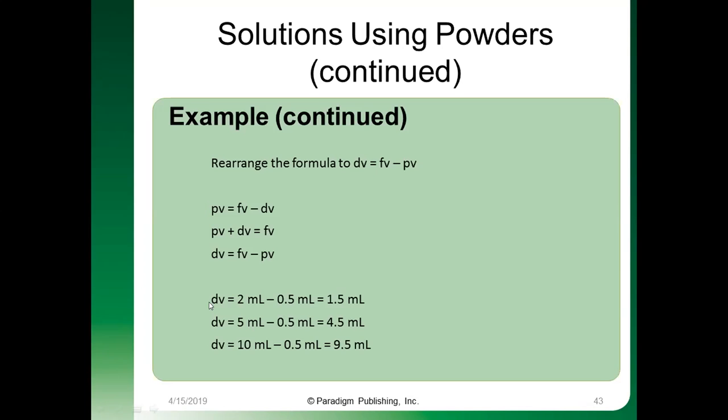So our first problem was that the final volume was 2 mLs minus the powder volume 0.5 mLs will give us a diluent volume of 1.5 mLs. The next one was final volume 5 mLs minus the powdered volume 0.5 mLs is equal to 4.5 mLs of diluent. 10 mL final volume minus powdered volume 0.5 mL is equal to 9.5 milliliters.